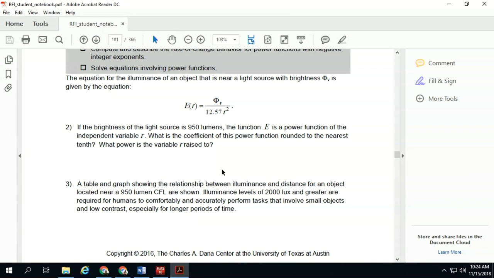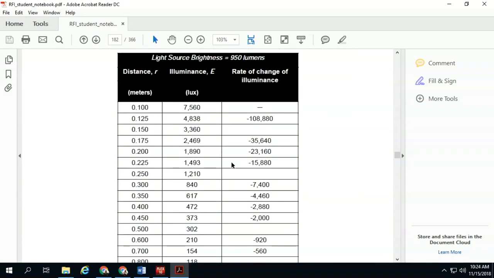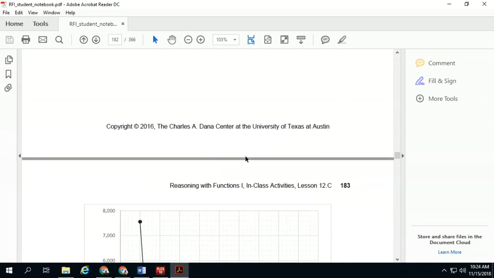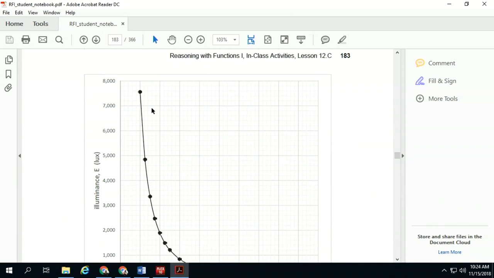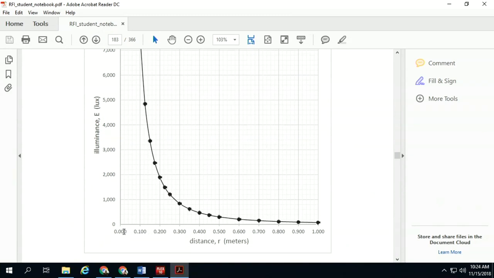And it looks an awful lot like the one that we just did. Notice it doesn't ever cross the zero line. Of course, it won't ever get infinite or brighter than, closer than 0. And as you get farther away, the brightness gets dimmer and dimmer. Let's fill in the table.